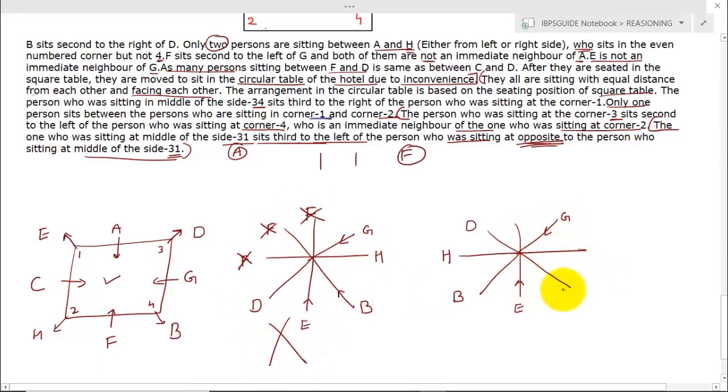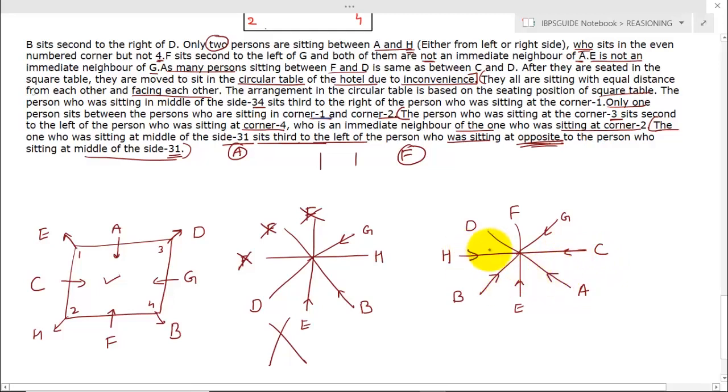Now F, 1 2 3, not possible. The only position left for F is between D and G. So note down, if F is here, he is saying third to the left: 1 2 3, who is sitting here? A is sitting at this position, and the last person left for placing is C. So C must be at this position, and all the persons are facing inside.